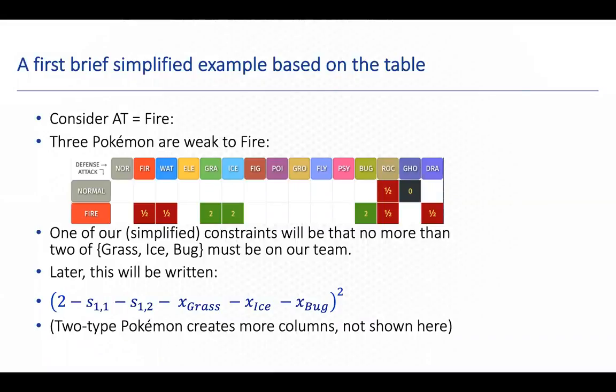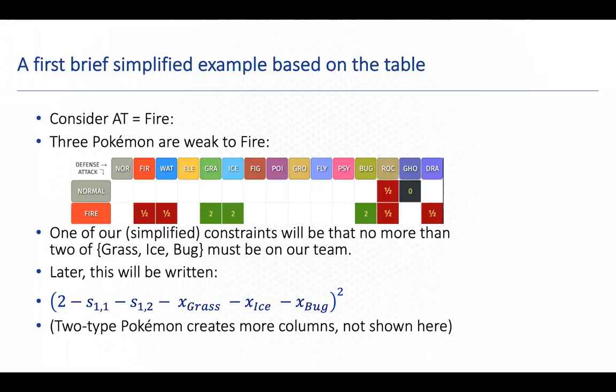But consider an attack type of fire. 3 Pokemon, actually 4 if we include fire itself, are weak to fire. See the 1/2s there. Excuse me, and I just spoke incorrectly. When we talk about weak, we're saying that there is damage. That means that the number should be bigger than 1, and there are 3 in the second row. If you see there, the grass and the ice and the bug. And so the constraint will be that no more than 2 are weak to fire. And later on in a few minutes, we're going to write this with this form. The 2 means the number there.